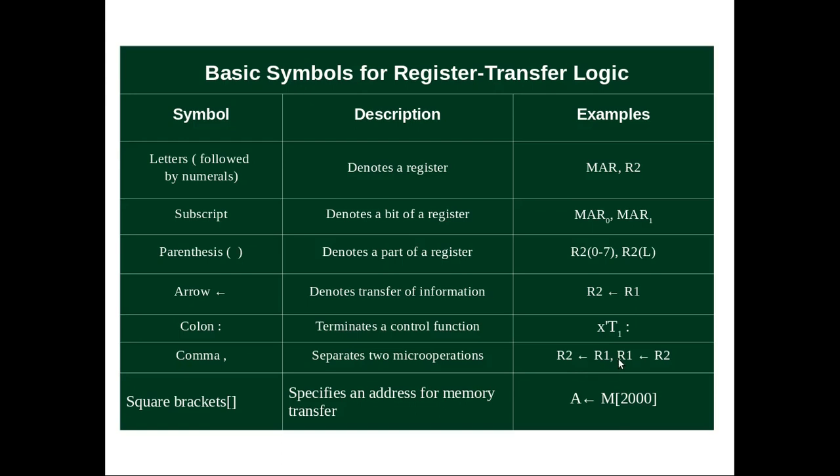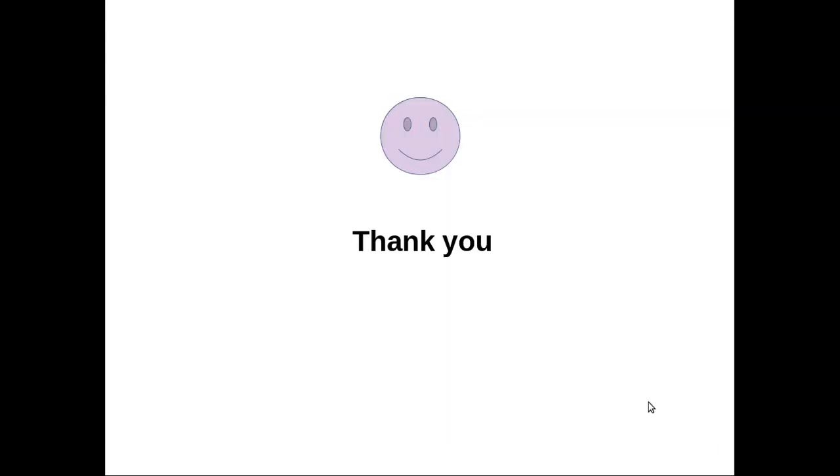And comma separates two micro operations. That is, R2 gets R1, and R1 gets R2, will occur in the same clock cycle. That is the meaning of comma separated micro operations. This actually indicates a swap operation. The content of R1 will be copied into R2 and R2 will be copied to R1, in the same clock cycle. So that will form a swapping operation. Then square bracket specifies an address for memory transfer. For example, M[2000] means the content of memory location 2000 will be selected. Okay. Thank you.